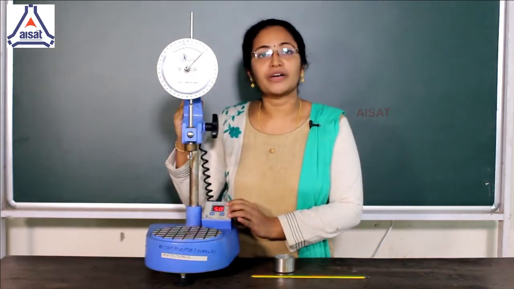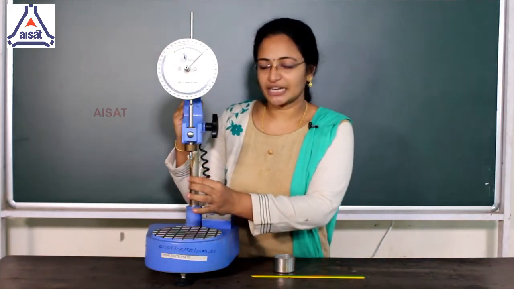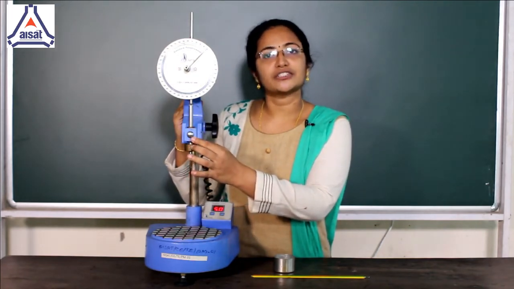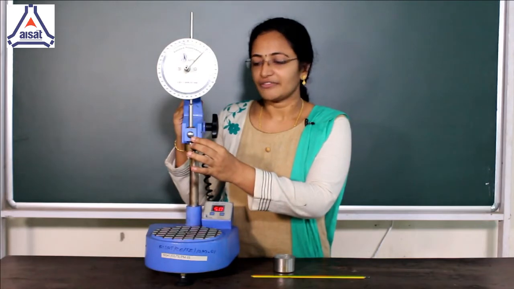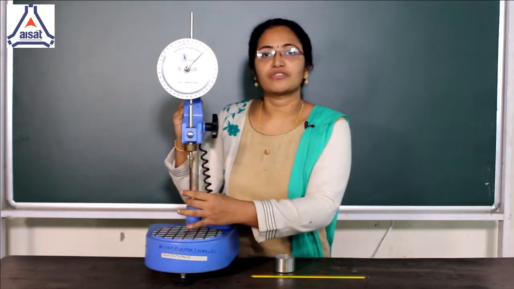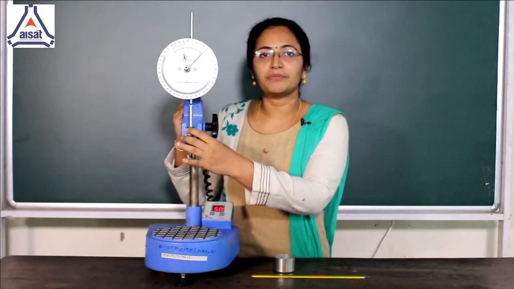It is an automatic machine wherein the needle penetrates for just 5 seconds and after 5 seconds automatically it gets locked. That is why it is called the automatic penetrometer. Whereas in manual you have to unlock the lock, then it penetrates for 5 seconds, and then you lock it after 5 seconds. So that is called the manual penetrometer.